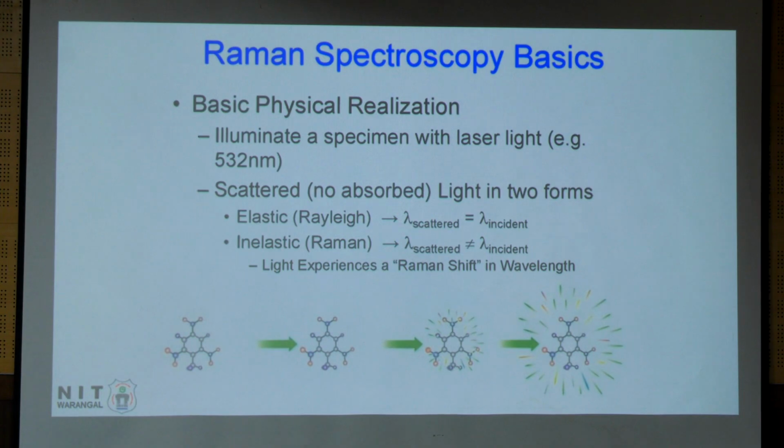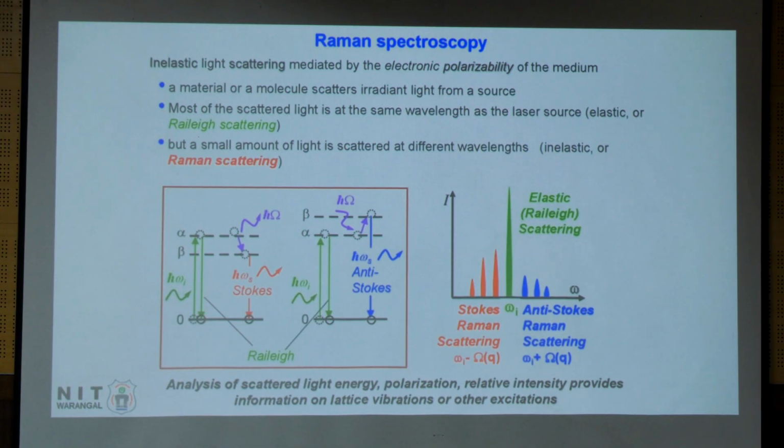So another interesting technique is Raman spectroscopy. Raman spectroscopy will give you information about the inelastic scattering that is taking place, and it typically uses 532 nanometers. You can see that the inelastic scattering is mediated by the electronic polarizability of the medium. So both the polarization and inelastic scattering are responsible for this. A material or molecule scatters irradiant light from a source, and most of the scattered light is at the same wavelength as that of the laser source.